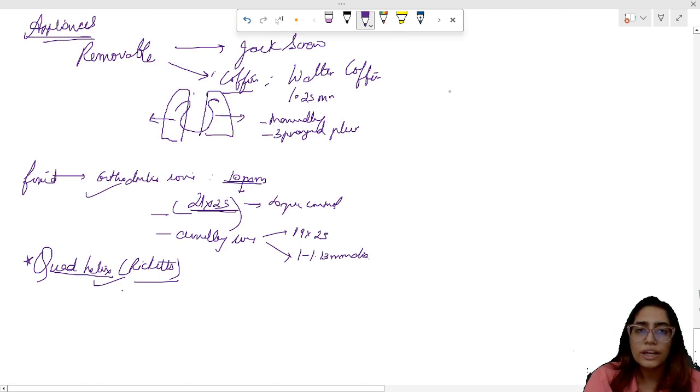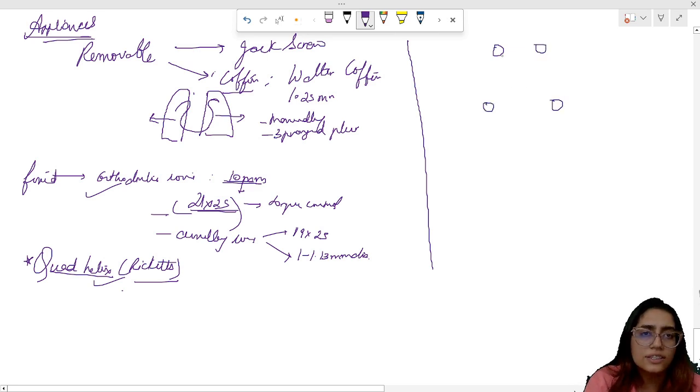So quad helix appliance. There are two anterior helices, two posterior helices. There is an anterior bridge, there is a posterior bridge, palatal bridge. This is anterior bridge, this is your palatal bridge, and there are outer arms.